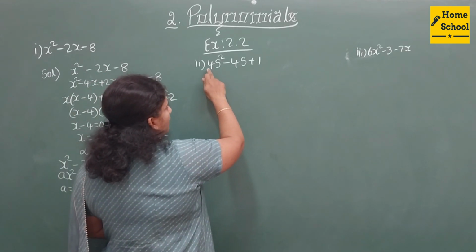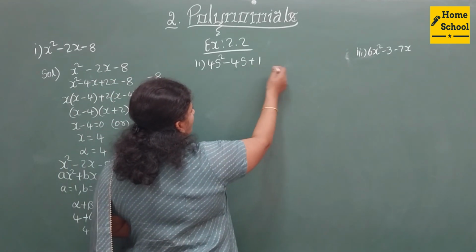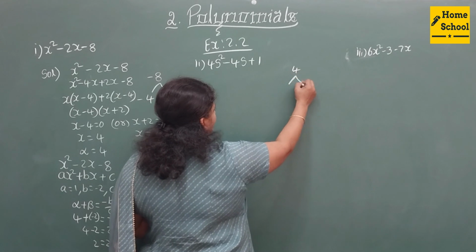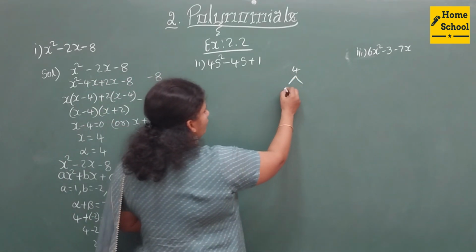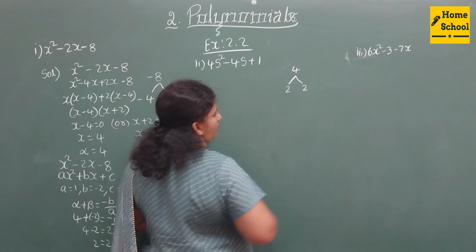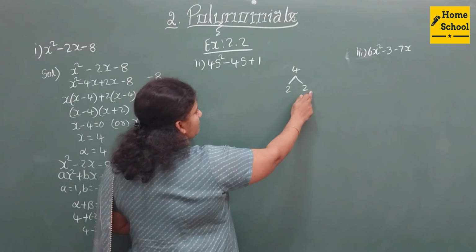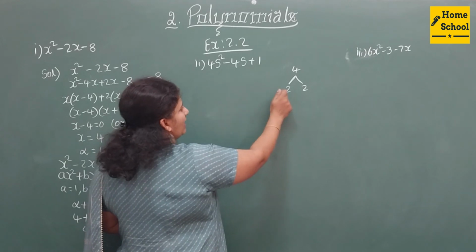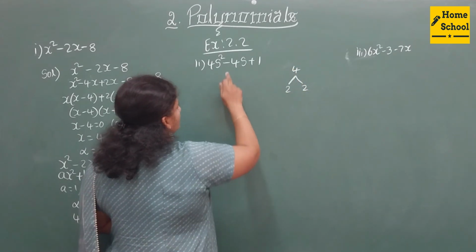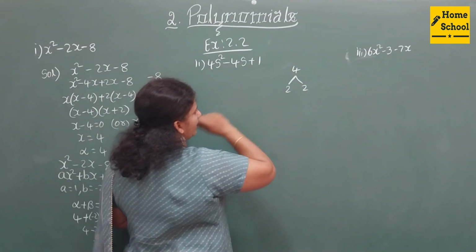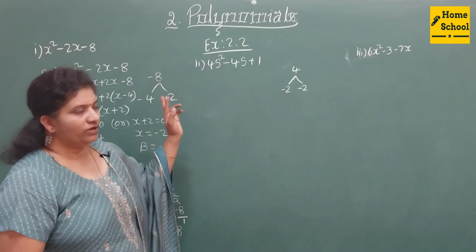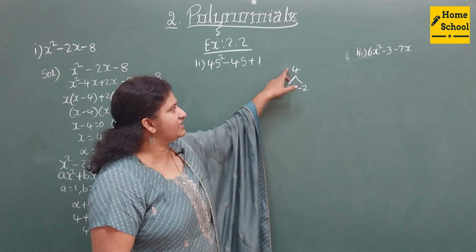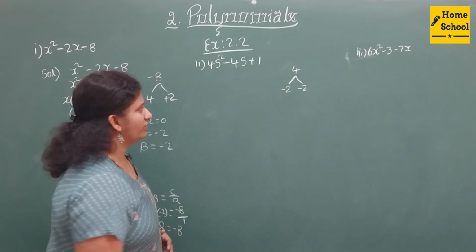Observe the numbers you have, 4 and 1. 4 ones are 4, right? Take the factors in such a way that you should get minus 4. 4 factors, 2 twos are 4. Add or subtract, you should get this one. Multiply, you should get this one. So now minus 4, how can I get? Let me take here minus 2 and minus 2 becomes minus 4. If you multiply minus into minus, plus, 2 twos are 4.